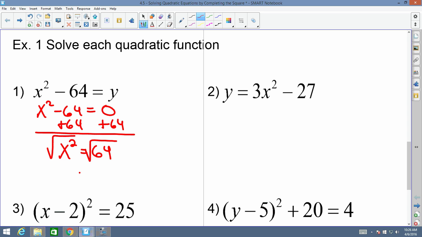Now, x will equal, this is the part that messes a lot of people up. Say it out loud. Very good. It's plus or minus 8. A lot of people forget that. Why is it plus or minus? Well, because 8 times 8 is 64, but so is negative 8 times negative 8. So those are my solutions. Now, you know that I like to repeat a lot of things to make sure you understand.